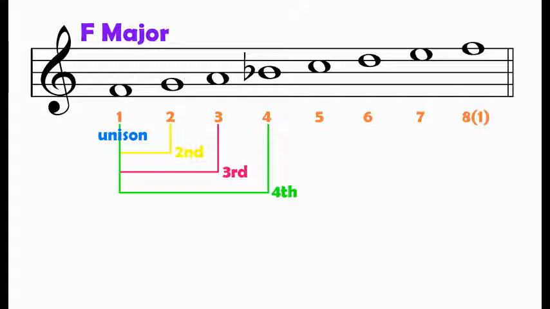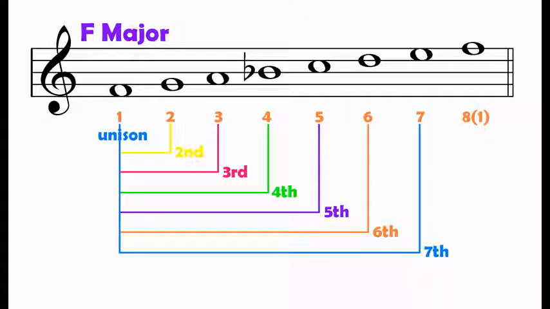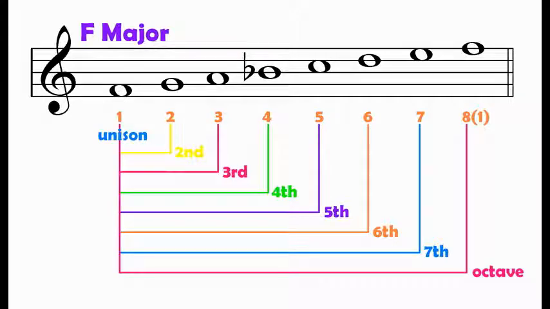The interval from F to C is a fifth. The interval between F and D is a sixth. The interval between F and E is a seventh. And finally, the interval between my low F and my high F is an octave.